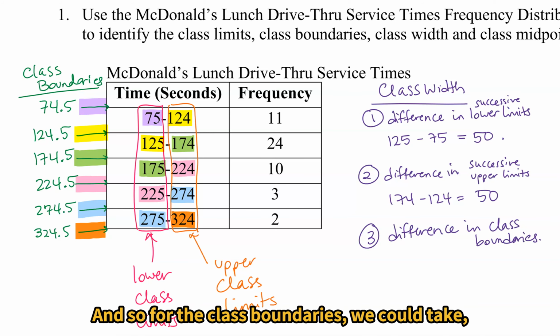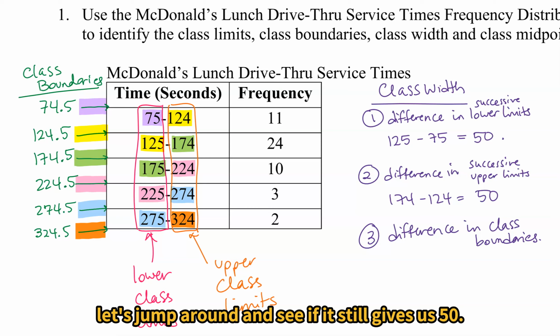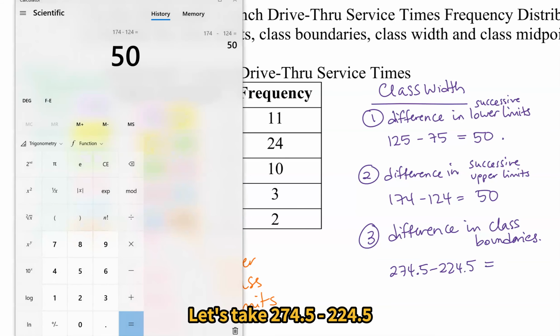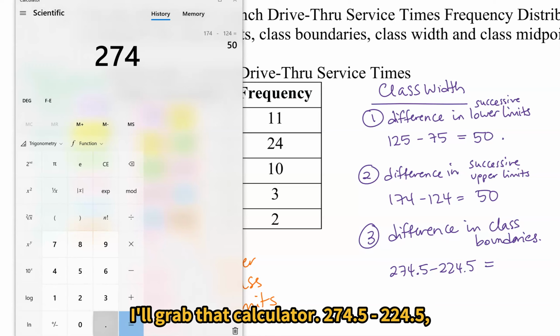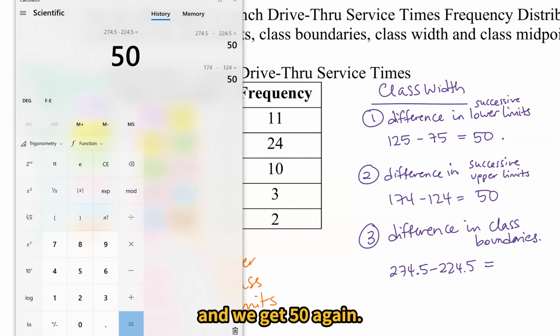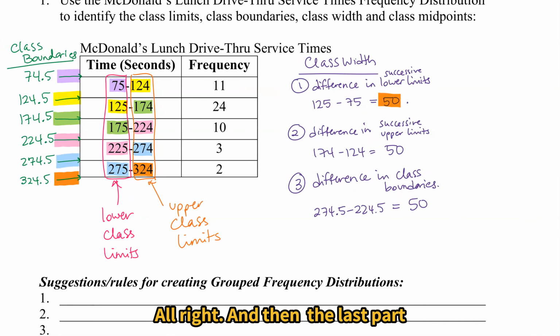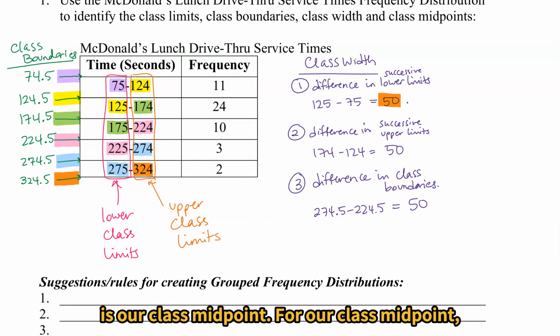And so for the class boundaries, let's jump around and see if it still gives us 50. Let's take 274.5 minus 224.5. And we'll grab that calculator, 274.5 minus 224.5. And we get 50 again. So our class width is 50. All right. And then the last part is our class midpoint.